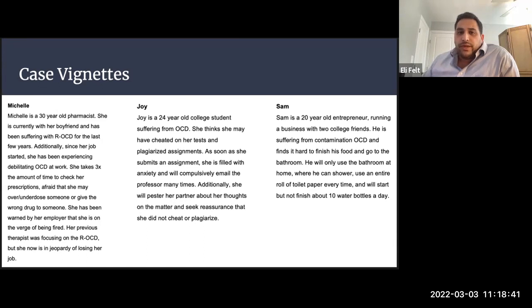Sam is a 20-year-old entrepreneur. He's running a business with 2 friends, and he's suffering from contamination OCD. So with him, he only will use the bathroom at home so he can shower after he goes to the bathroom. He uses an entire roll of toilet paper every time he goes to the bathroom, and he'll use and not finish about 10 water bottles a day for fear that he may have contaminated the water if it was left out too long or something like that. And therefore, he'll just say, you know what, I'm going to use a new water bottle. And if you remember, in the height of COVID, toilet paper was expensive. So this was quite the problem.